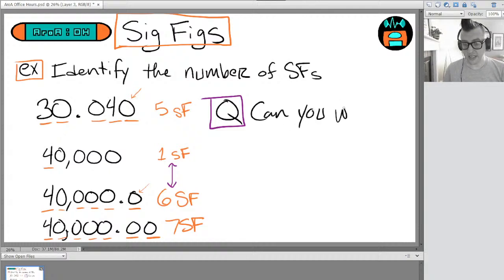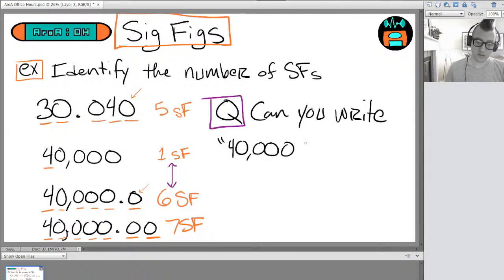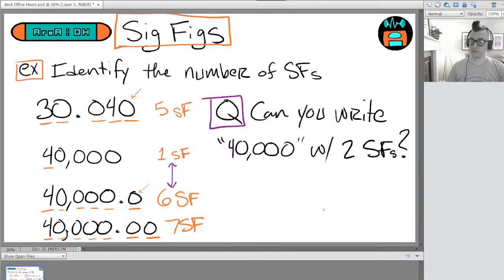Can you write the number 40,000 with 2 significant figures? Is it possible? And you might be looking at this thinking, no, clearly not.